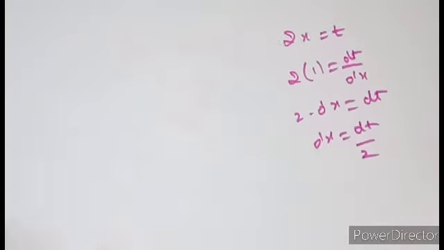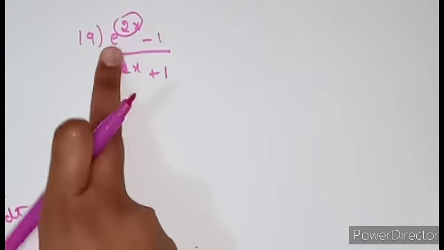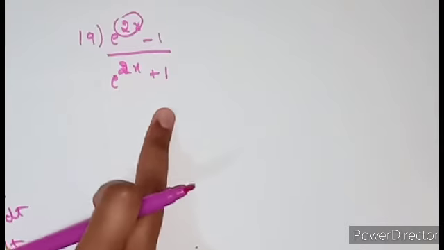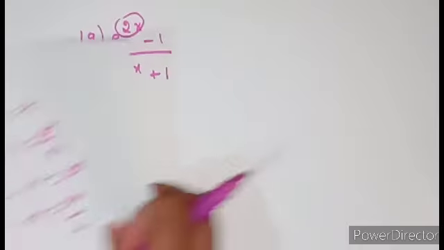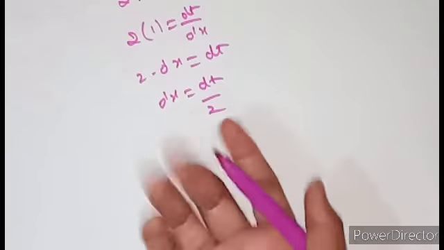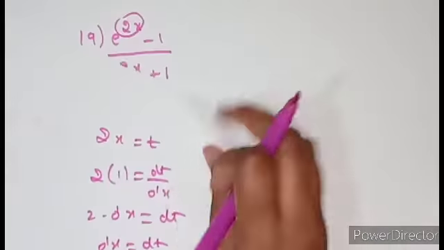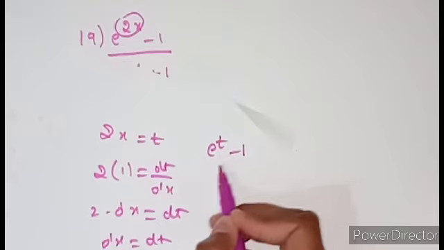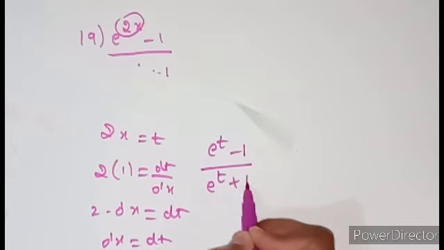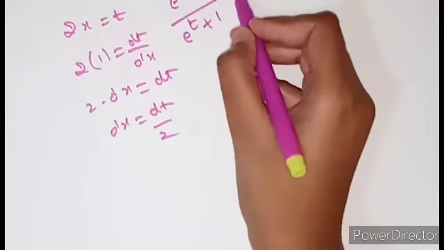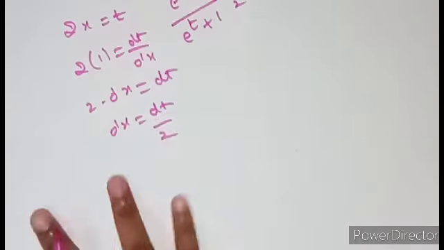So nothing will get cancelled. Observe here. Here we have e power 2x minus 1, e power 2x plus 1. So nothing will get cancelled. This will be of the form e power t minus 1 upon e power t plus 1 and dx will be dt upon 2. Nothing will get cancelled, right?